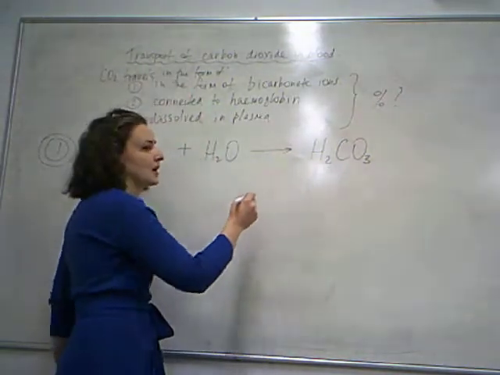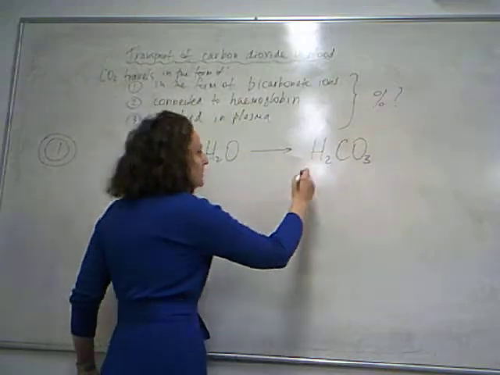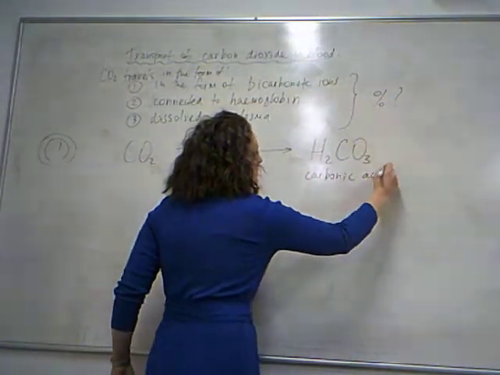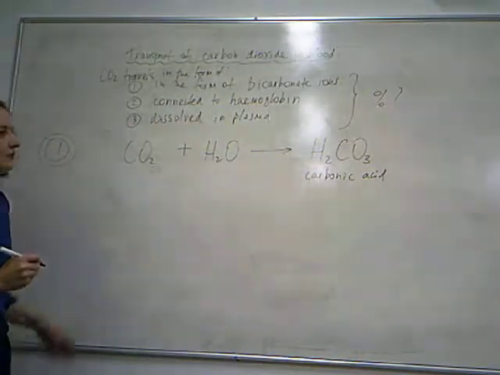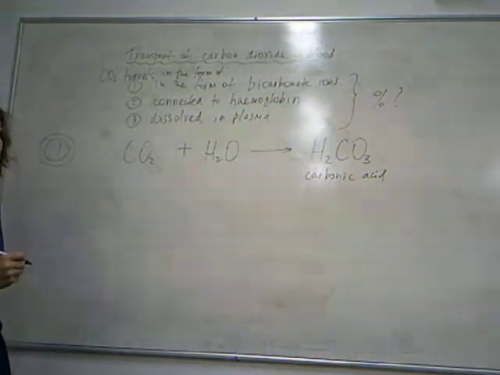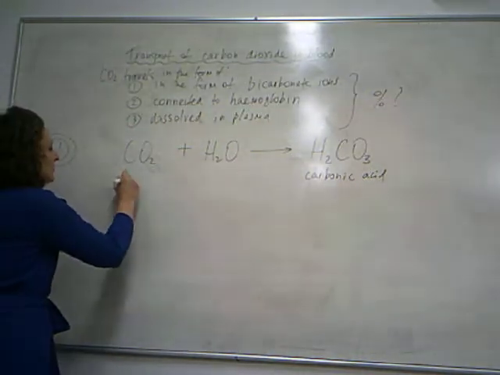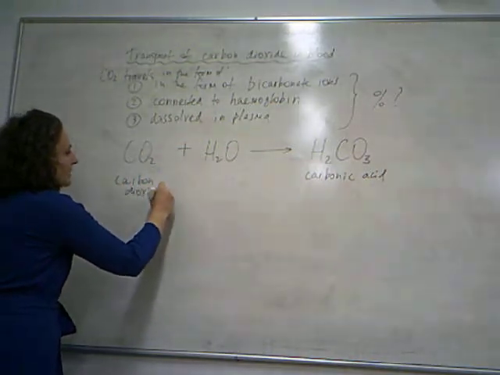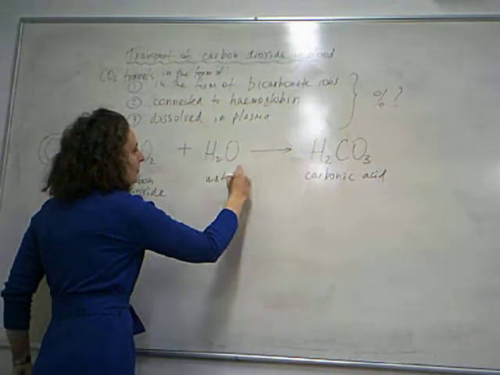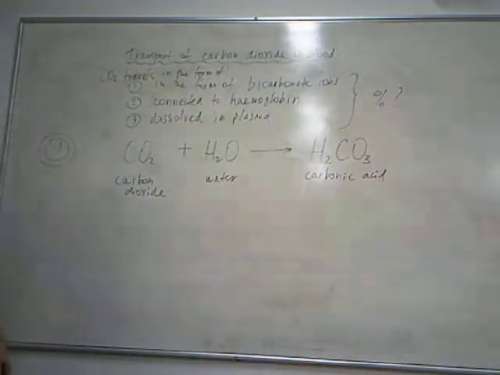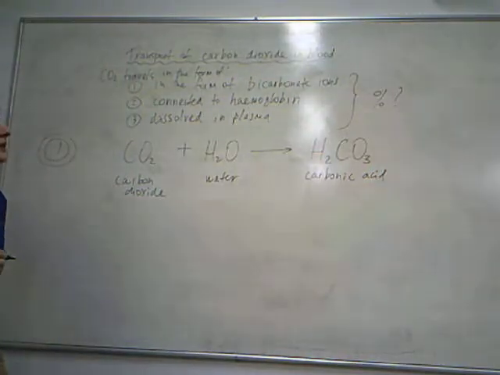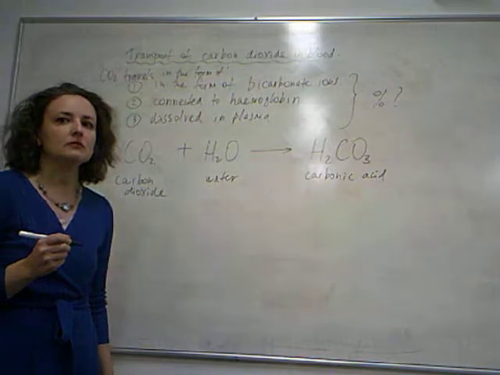So this is called carbonic acid, so I'm going to write it underneath. So let's write the words to go with each chemical then. So this was carbon dioxide, and this was water. So I'm showing that when carbon dioxide comes into contact with water, it's going to turn into this chemical called carbonic acid.